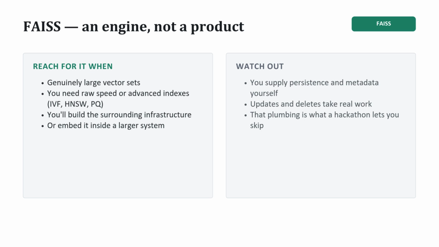Okay, so FAISS. The one thing I want you to remember: FAISS is an engine, not a product. It's a library and an index. It is not a database. No built-in persistence, no metadata, no easy deletes. So when does it actually earn its spot? When you have a genuinely huge pile of vectors, you need serious speed or fancy index types, and you're already ready to build all the plumbing around it yourself. And that plumbing, that's the exact stuff a hackathon lets you skip. Which is why it looked so easy there and looks like real work here.